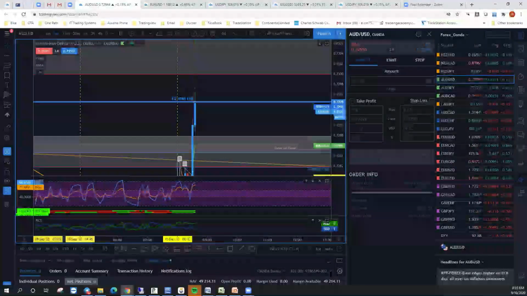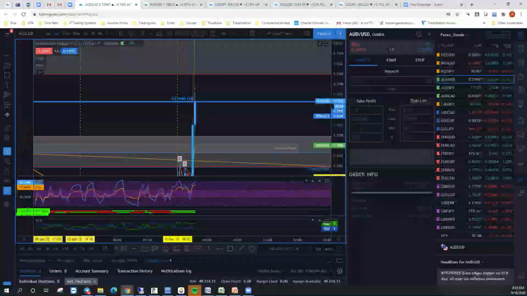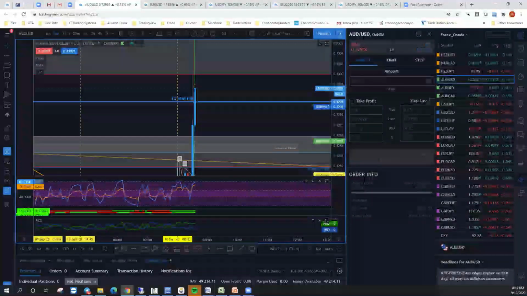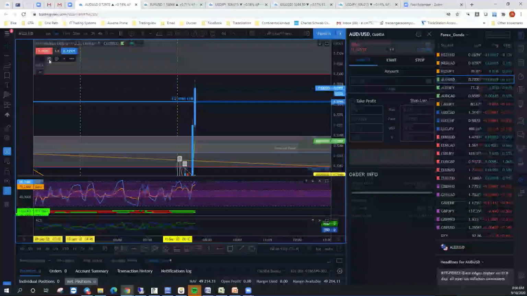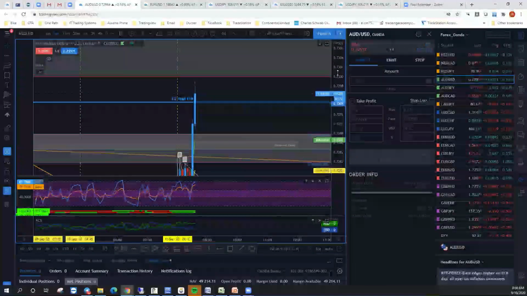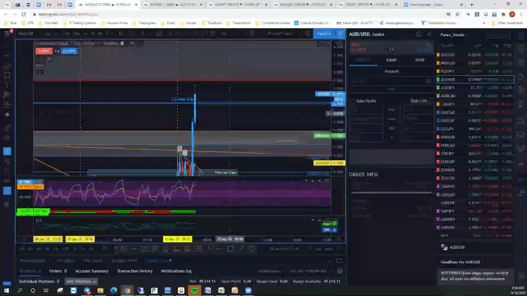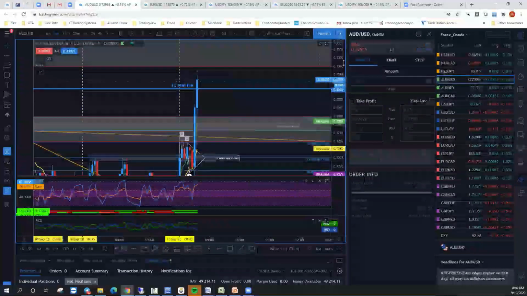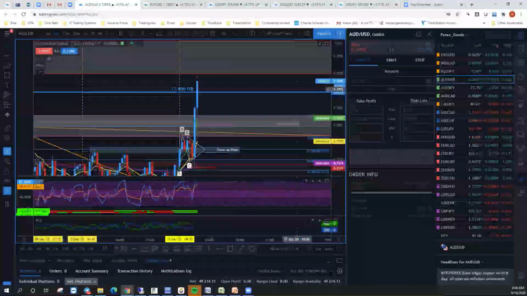Oh, maybe it can. I just can't read it that fast. It's moving too fast. It's right around 88.9. It's about 1.5 right now. Roughly 1.5. Wow, that last 1 minute candle alone was 7 pips.